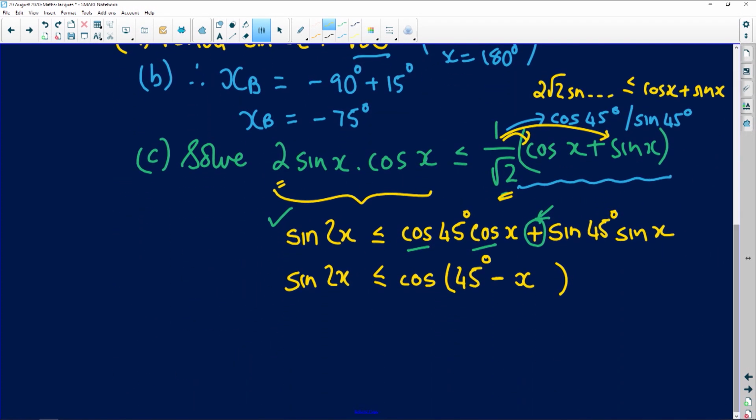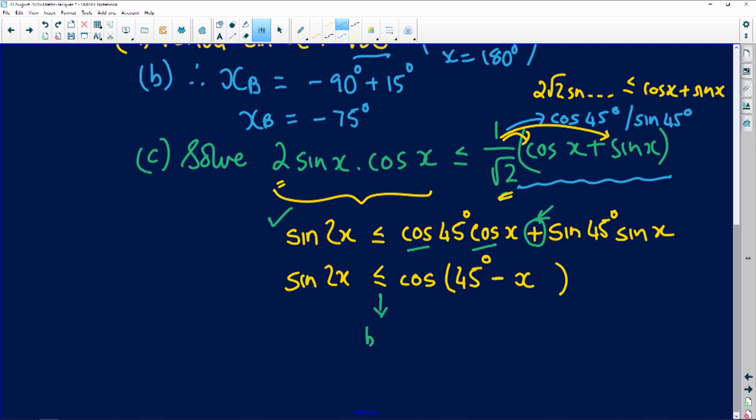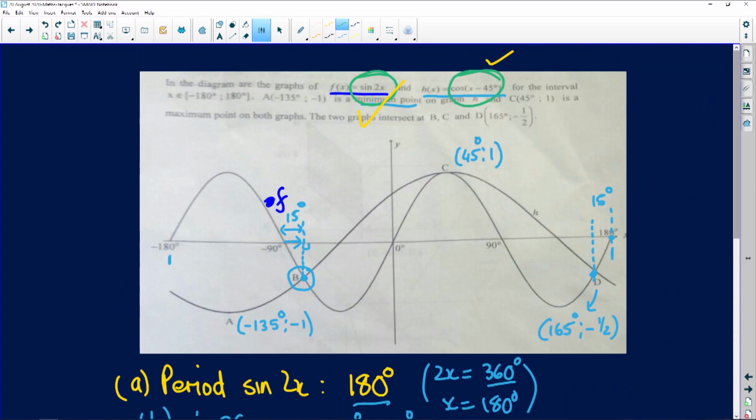So what is this question actually asking us? This is now the third phase in this question. They're saying, use your graph to find the values of x for which the sine of 2x is less than equal to the cosine of 45 minus x. Now, in plain English, folks, I'm going to translate. This means it is below. Below what? Well, the graph f, which is this graph, must lie below the graph of g. That's what they're asking us to look at. If something is bigger than, it's above in terms of graphs. So where is sine below cosine?